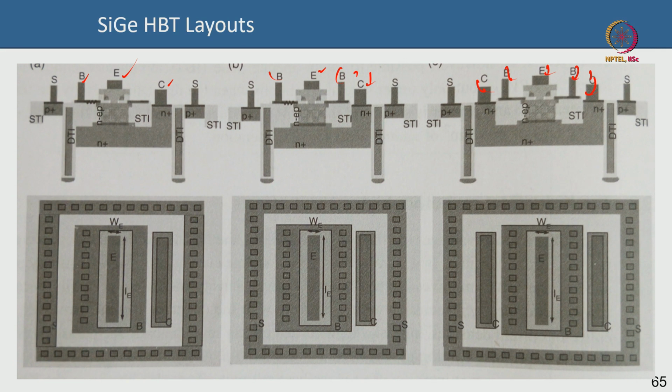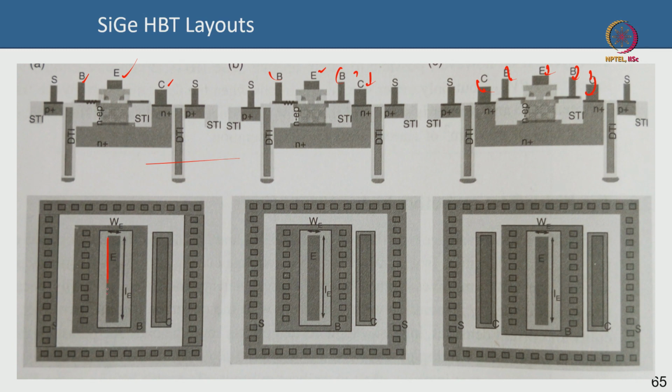So you can choose from different designs, but again there are trade-offs to pay with scaled up devices, scaled down devices. You cannot always go for one layout or the other. There will always be trade-offs to play. The bottom 3 panels here show essentially the top view. The top panel here is the cross section. The bottom panel here is the top view.